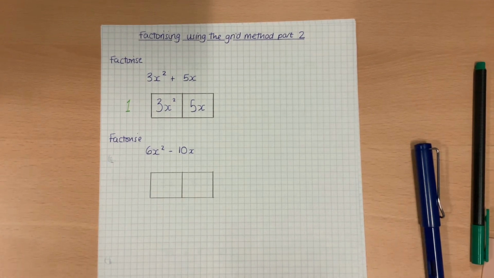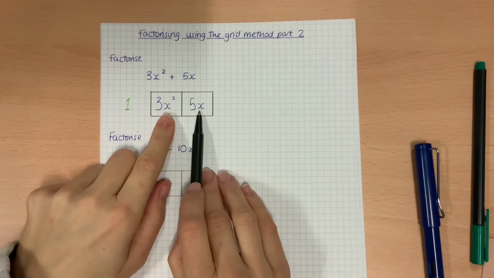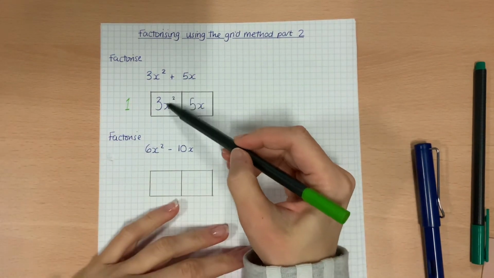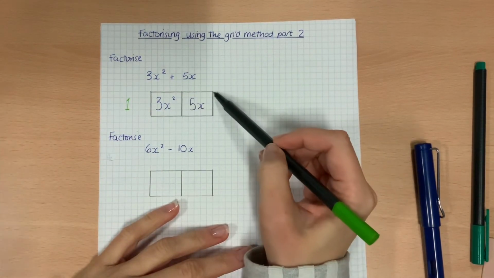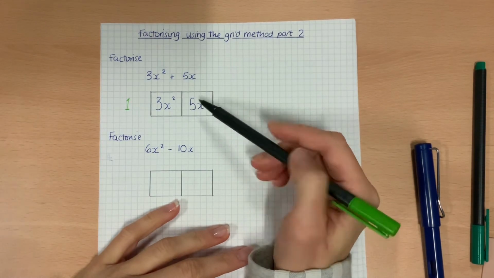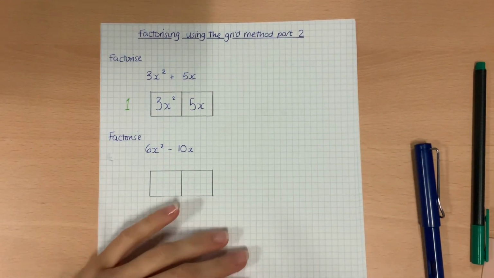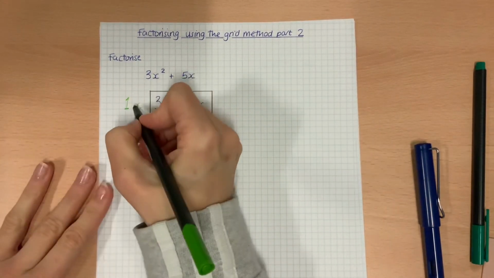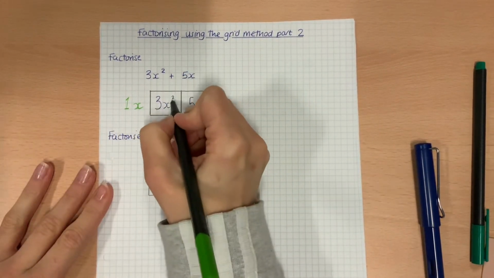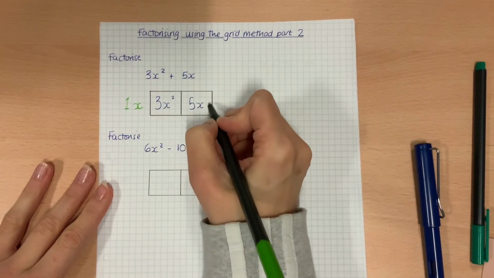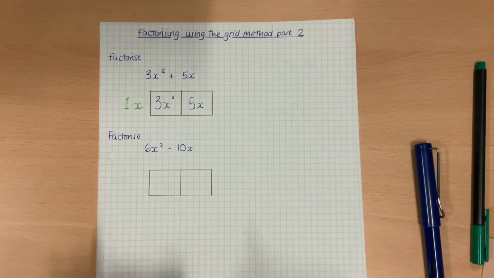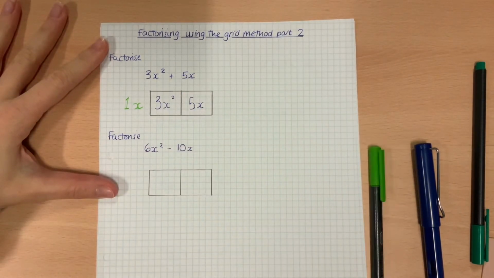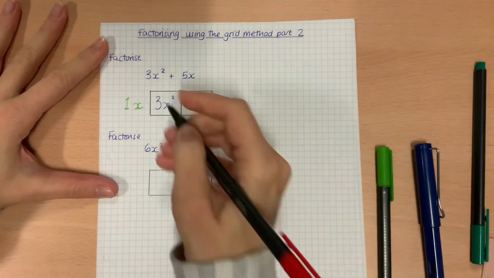Let's look at the letters now. There's an x in both of them. In this one, we've got an x squared, and on this one, we've just got an x. So what's common to both of them is just a single x. I can't put x squared on the outside because x squared isn't here, so it's not common, but a single x is common.